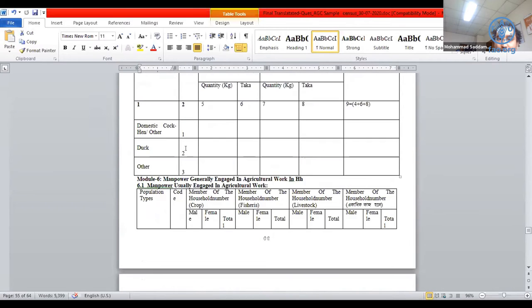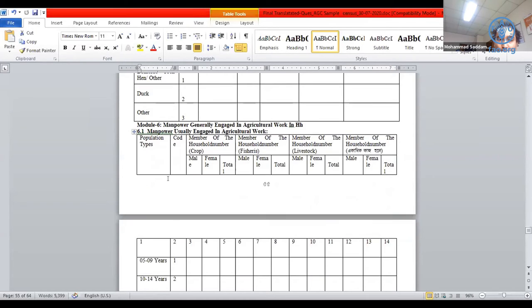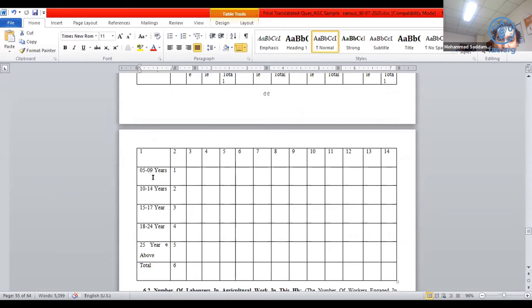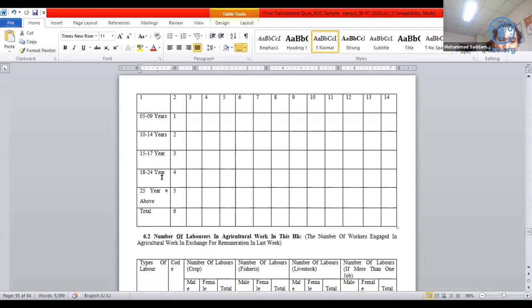Module six: manpower generally engaged in agriculture work in the household. Manpower usually engaged in agriculture work. Population type, this is the year segment: 5 to 9 years, 10 to 14 years, 15 to 17 years, 18 to 24 years, 25 years and above.